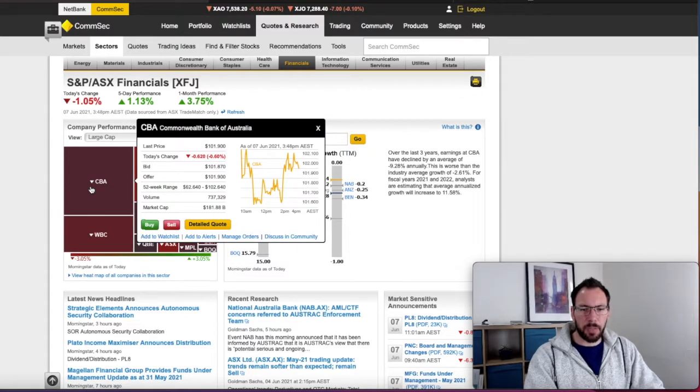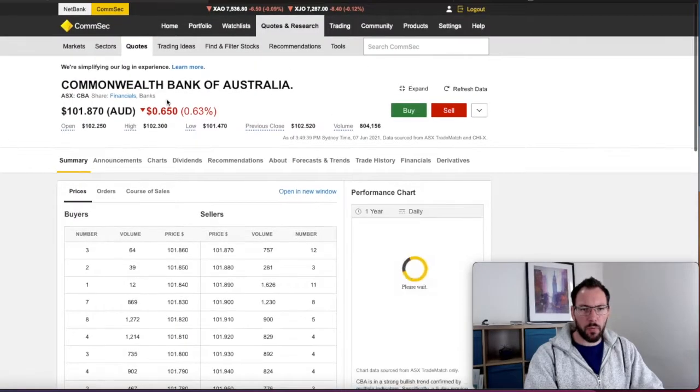CBA being the largest company at $181 billion, here is their market cap. The market cap is the total number of shares outstanding times the current price. At the moment it's trading at 101.87 and 101.90. So if I want to sell shares, I'd sell them to the market at $101.87. And if I was looking to buy them from the market, I'd be paying $101.90.